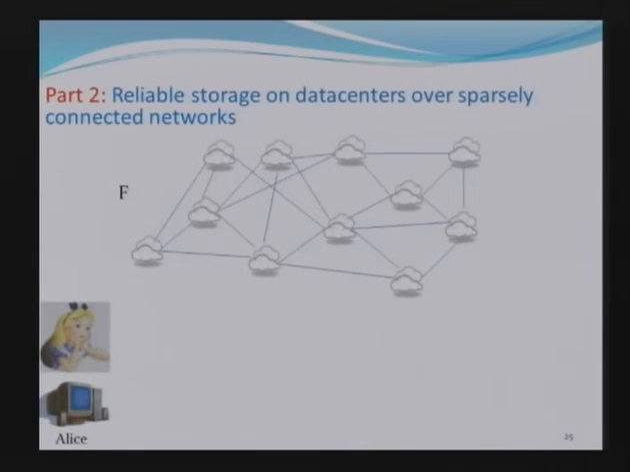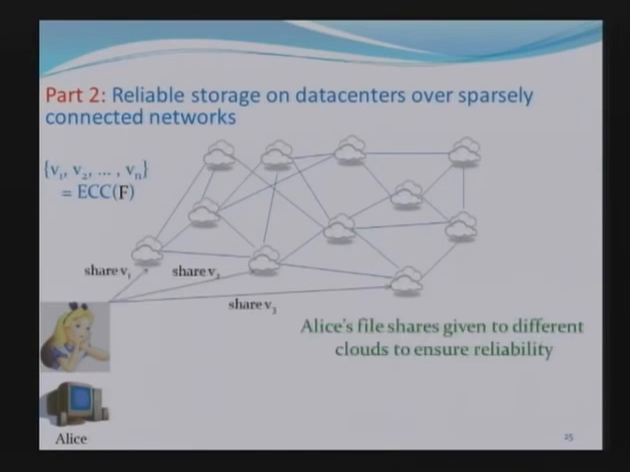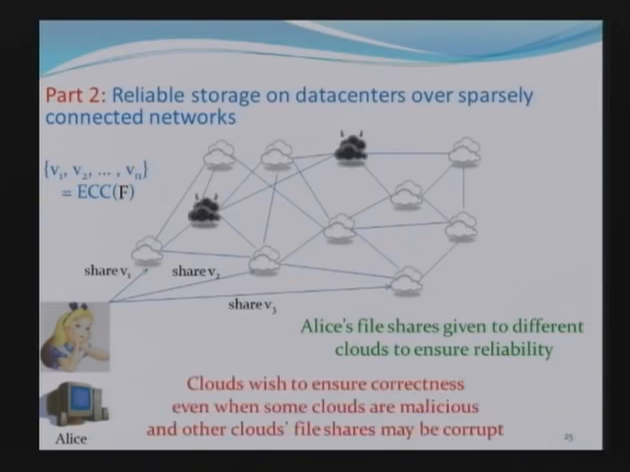So the setting is something as follows. There are multiple clouds. Alice's file is there, F. What she does is she encodes her file using some error correcting code so that it can be recovered later on. Let the error correcting code give out components v1 through vn, and she's going to give all these shares to different servers. Okay, so server 1 is going to store v1 for her, and so on and so forth. This is done to ensure reliability.